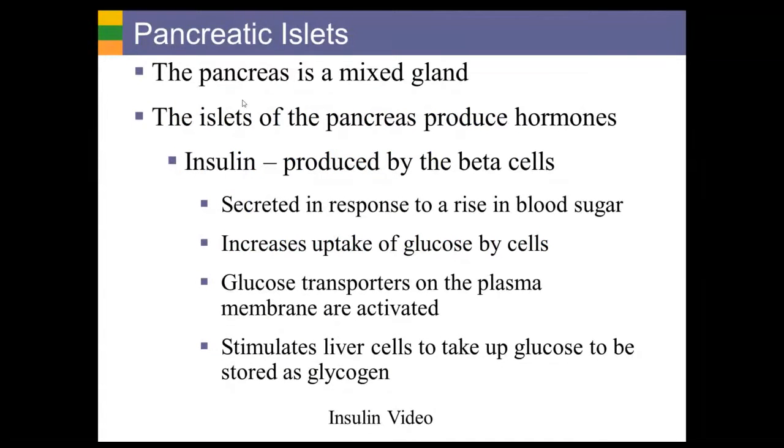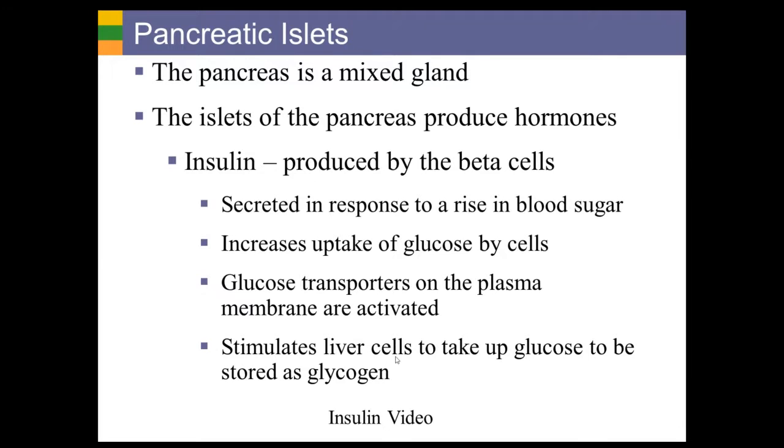Your pancreas produces both insulin and glucagon. There are specific cells called beta cells in the pancreas, and in response to a rise in blood sugar, they release insulin. That insulin activates glucose transporters on cells all over the body, and it causes them to take up glucose. As those cells take up glucose, that causes a drop in blood sugar levels.